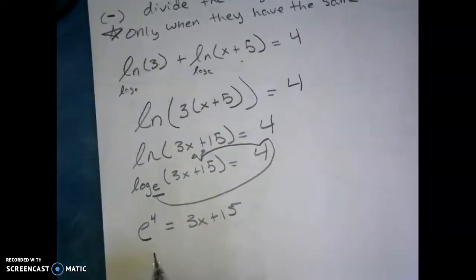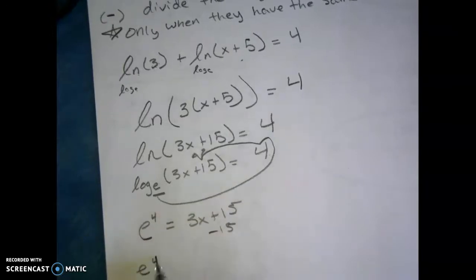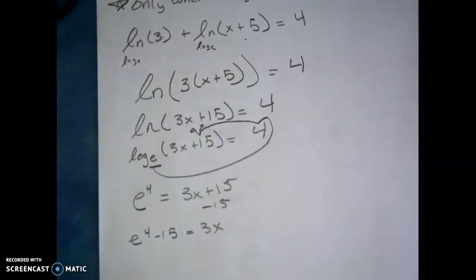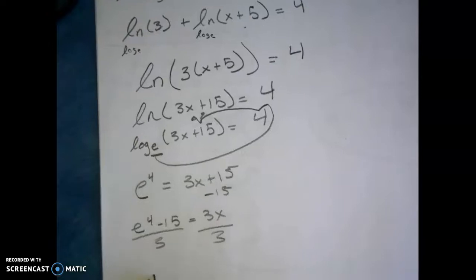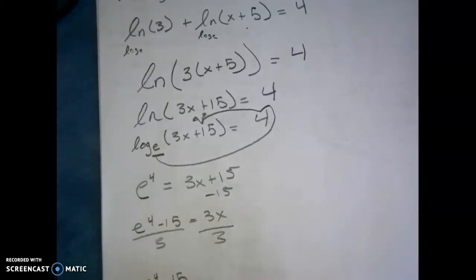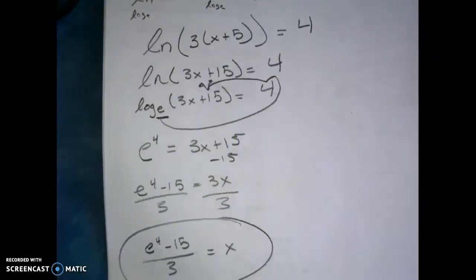Okay, get x by itself. I'm going to subtract the 15 over first. So e to the 4 minus 15 is equal to 3x. And then to get x by itself, divide by 3. Divide by 3, we get e to the 4 minus 15 over 3 is equal to x. And there is my answer.